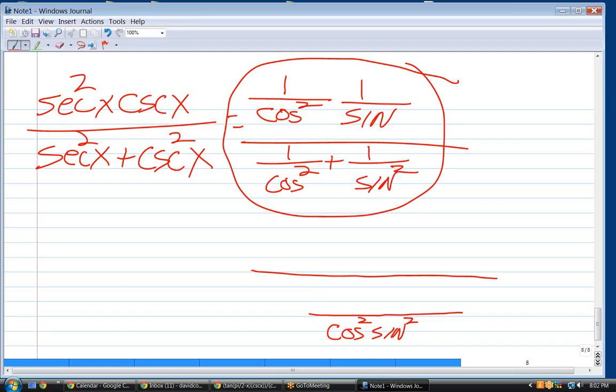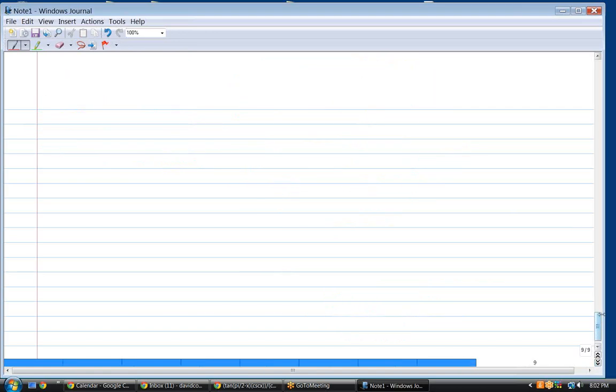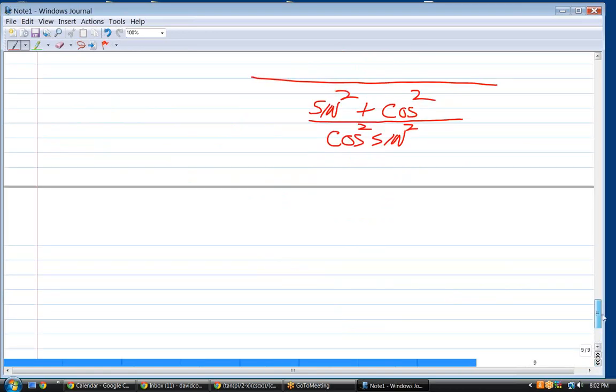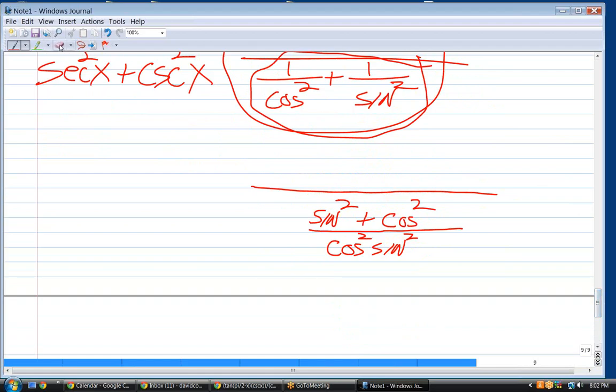And up here, I need a sine squared plus a cosine squared. In other words, these two things right here add to what I've written down there. See how? Not really. Okay, let's go through how we're going to add that. This is key here. You need to be able to do this. Let me do it separately.